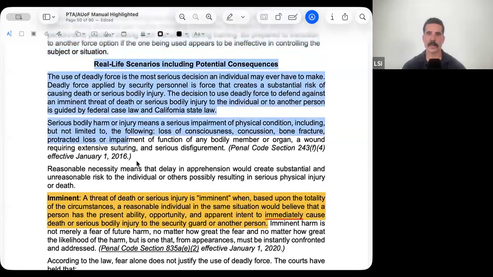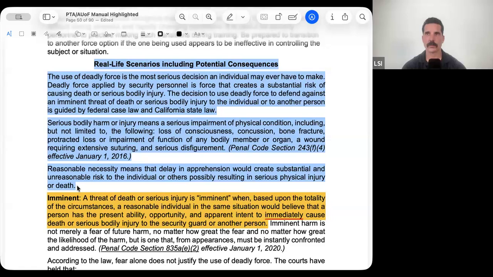All right. And then we go on to real life scenarios, including potential consequences. The use of deadly force is the most serious decision an individual may ever have to make. Deadly force applied by security personnel is force that creates a substantial risk of causing death or serious bodily injury. The decision to use deadly force to defend against an imminent threat of death or serious bodily injury to the individual or to another person is guided by federal case law and California state law.